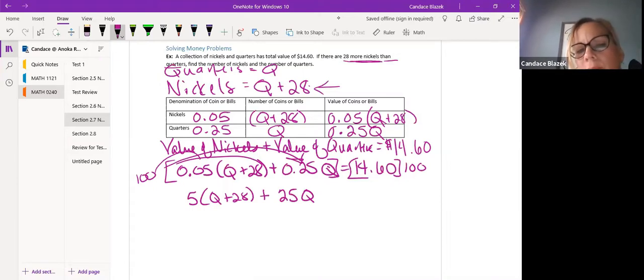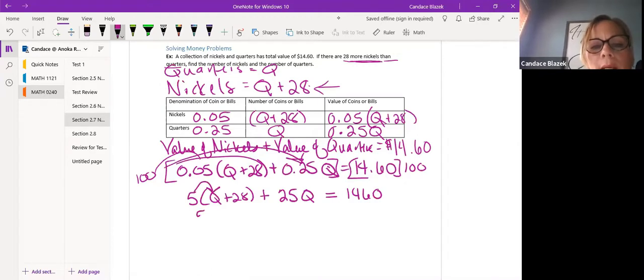On the right side, 100 times $14.60, I get 1,460. So notice that the decimals moved in each term 2 spots to the right, and we cleared the decimals. Now I'm going to finish solving by clearing parentheses first. So we multiply that q through, we distribute it to each of the terms, 5q, and then 5 times 28 is 140.